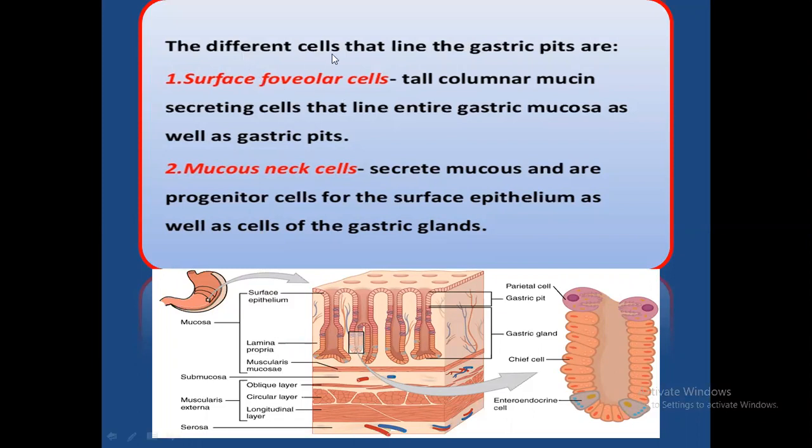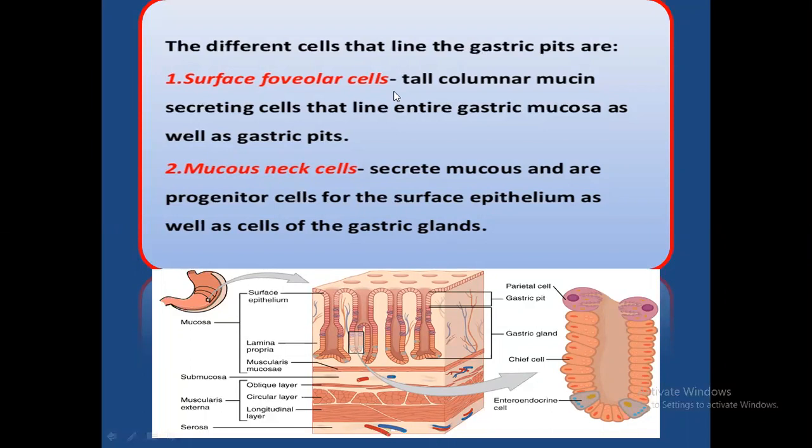The different cells present in gastric pits: first one is the surface foveolar cells. Those are the tall columnar mucin secreting cells that line the entire gastric mucosa as well as gastric pits. You can see this is the gastric pit. This is one gastric pit. This gastric pit consists of gastric glands. In this, one type of cells present are the surface foveolar cells.